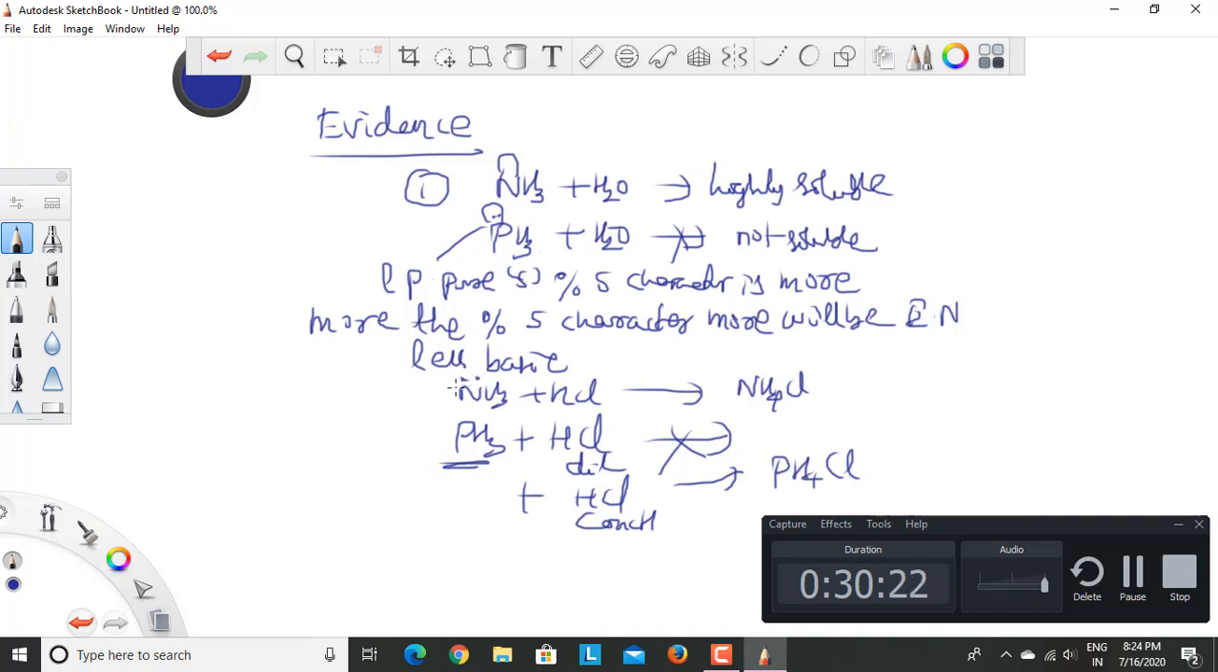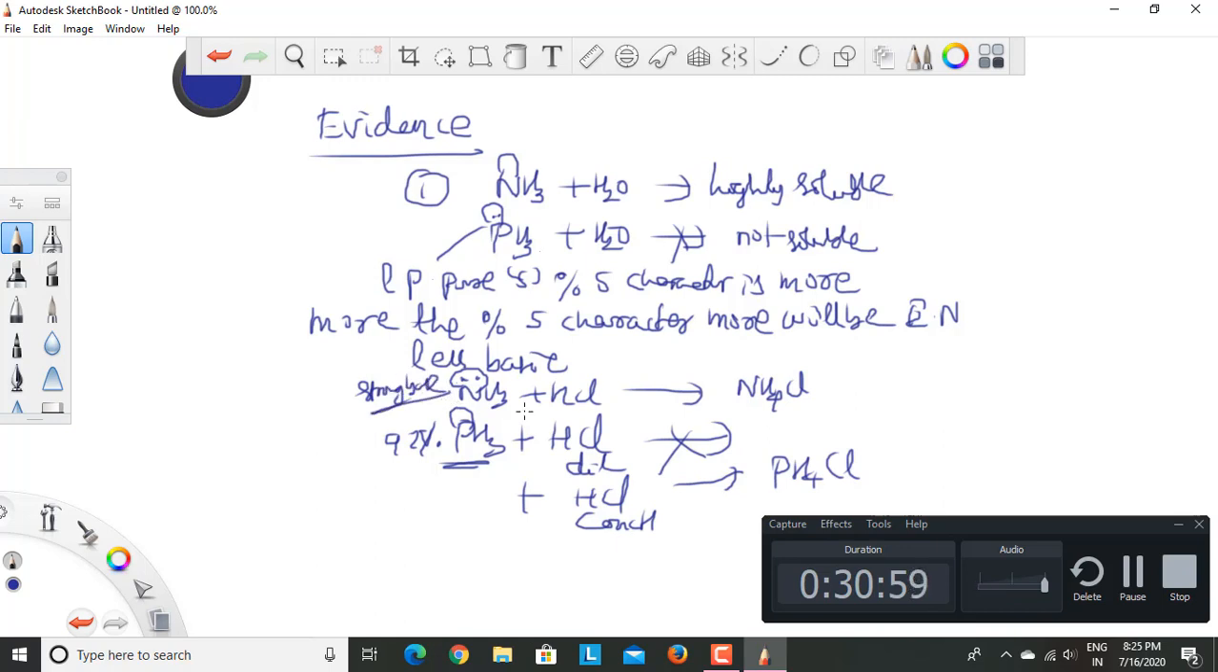So in NH3, the lone pair of nitrogen is not that much electronegative because the percentage of s character in NH3 is less, but the percentage of s character in PH3 is around 97%. It is very high. If the percentage s character in PH3 is 97%, very high, it will not like to give its lone pair to H plus. So the reaction with HCl is not possible in dilute condition. In concentrated condition, it is very slightly possible. But in the case of ammonia, it is a strong base.